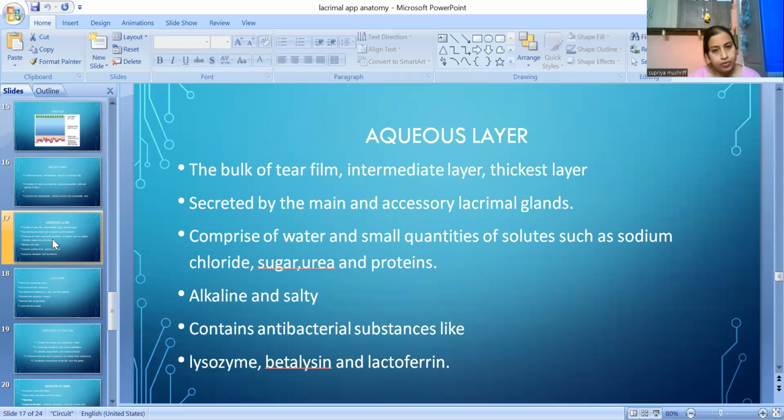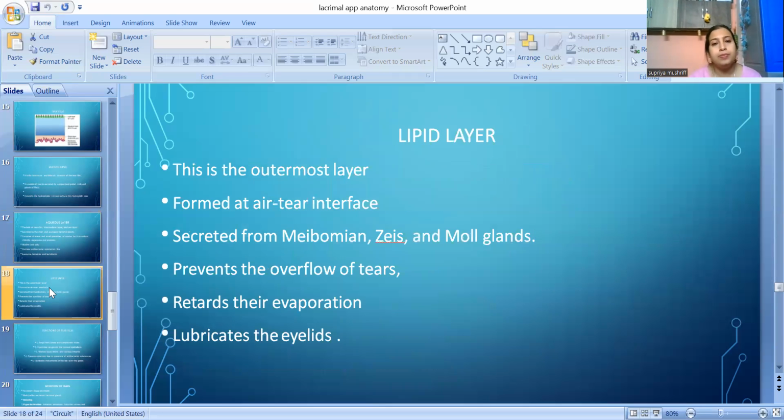Aqueous layer is the bulk of the tear film, the intermediate and thickest layer. It is secreted by the main and accessory lacrimal glands, and comprises water and small quantities of solids such as sodium, chloride, sugar, urea and proteins. It is alkaline and salty and contains antibacterial substances like lysozyme, beta-lysine and lactoferrin. Lipid layer is the outermost layer formed at the air-tear interface, secreted by Meibomian glands, Zeis and Moll. It prevents the overflow of tears, retards their evaporation and lubricates the eyelids.